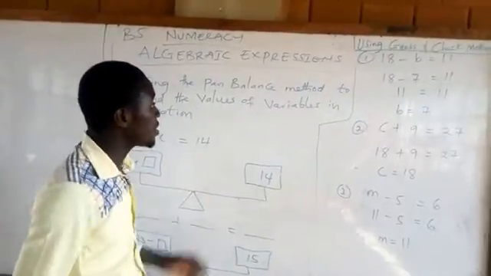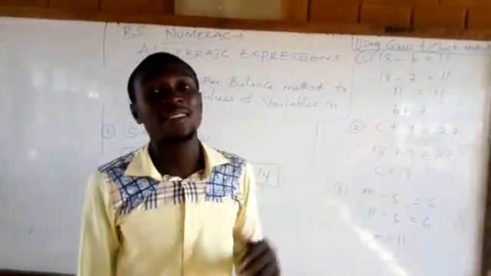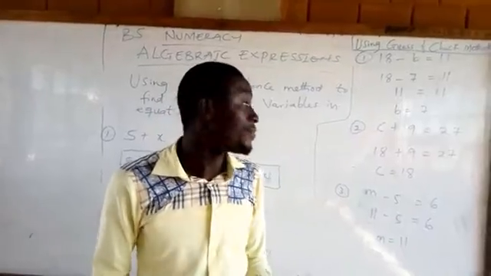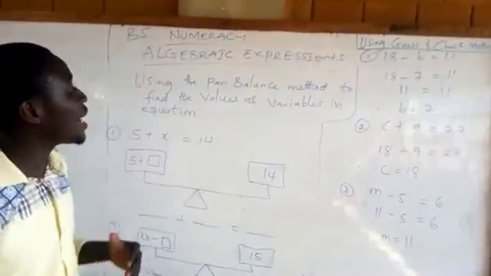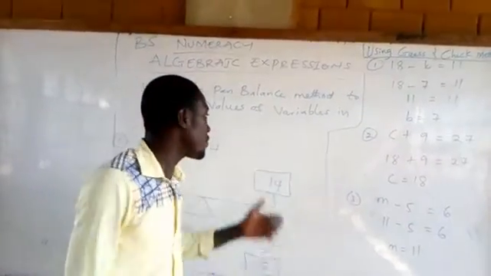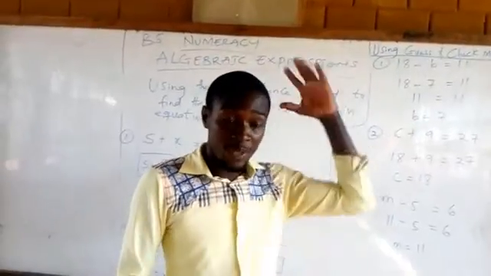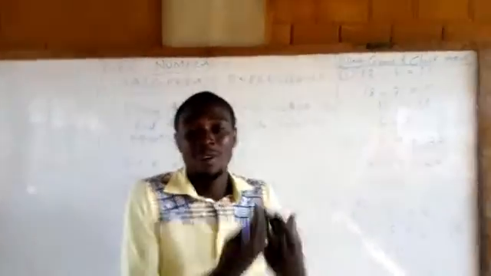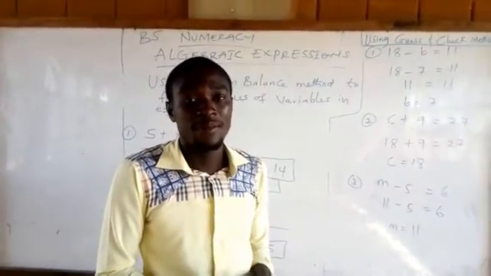Now, in our second lesson, we want to look at algebraic expressions, which we have already begun, and we want to continue from where we left off. We want to look at how you can find the values of the various variables in an algebraic expression. In our previous lesson, we learned about how we can represent or express mathematical statements using algebra.